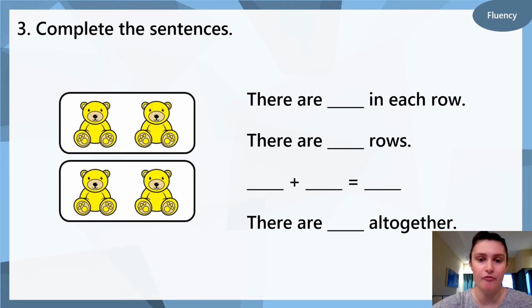Okay, question 3. Now, there are in each row. So look at the first row, count how many teddy bears, and write the sentence nice and neat on your paper. Remember, you need to use a pencil when you're doing your work so that you can erase any mistakes.